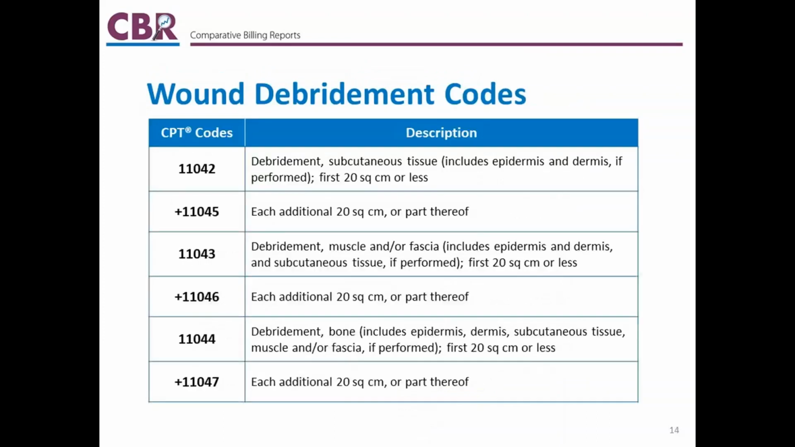And here we have the list of the wound debridement codes that were included in this analysis and the description for each of the codes. This chart spells out the code description for each of the codes used in the CBR, and as you can see, they are assigned according to measurements in increments of 20 square centimeters.